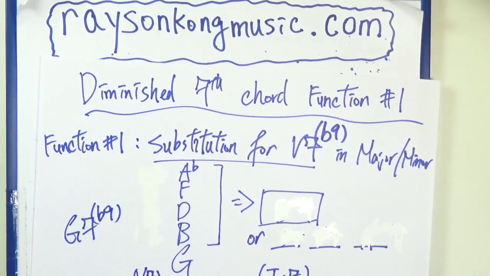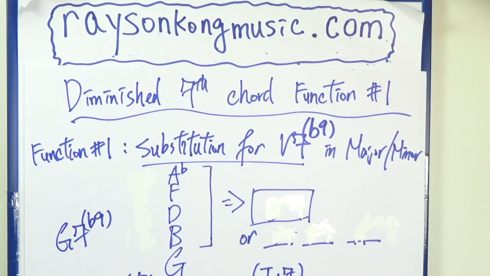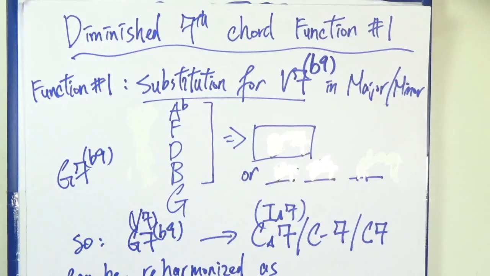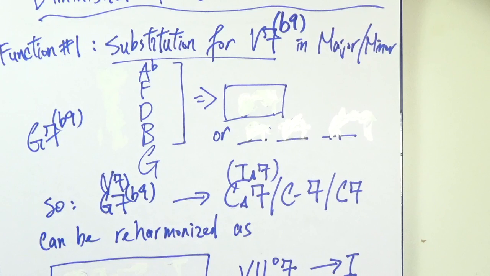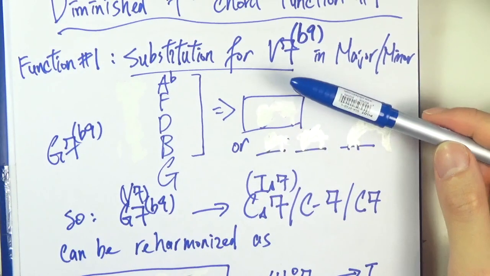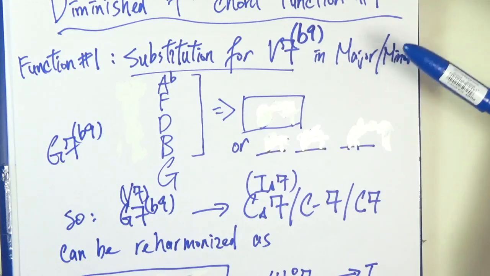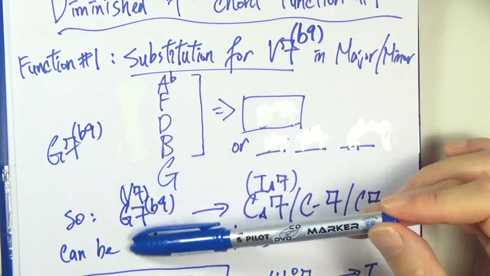Hello everybody, let's talk about diminished 7th chord functions, and this is the first function of the diminished 7th chord. It can act as a substitution for a V7 flat 9 chord in either major or minor. Let's take a look at G7 flat 9 again.